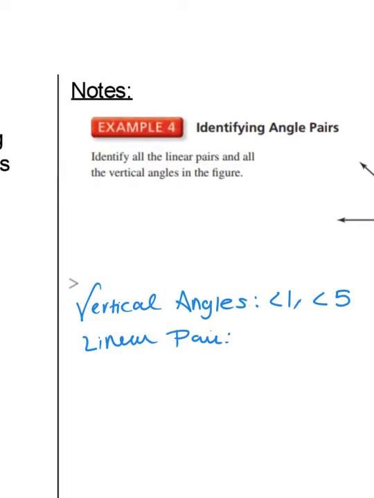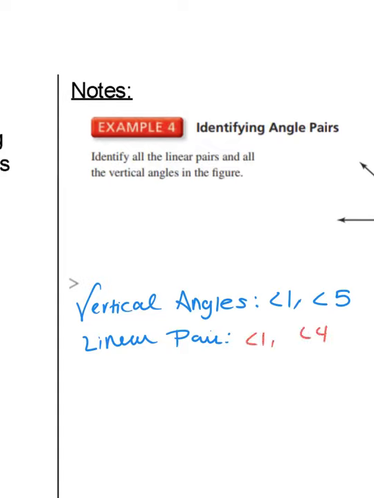Now, if I was looking at angle 4, it forms a linear pair with this angle, but not with just 3 or just 2. Does that make sense? All right, so let's look at linear pairs. What are our linear pairs here? 1 and 4, somebody said it. Yes, angle 1 and angle 4.